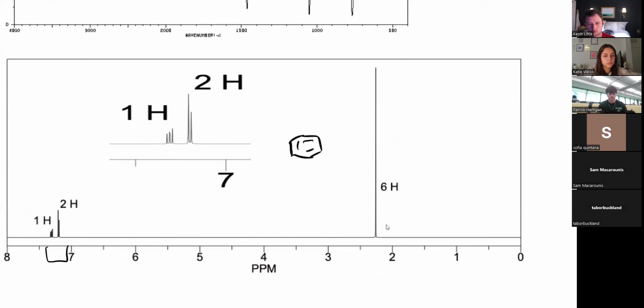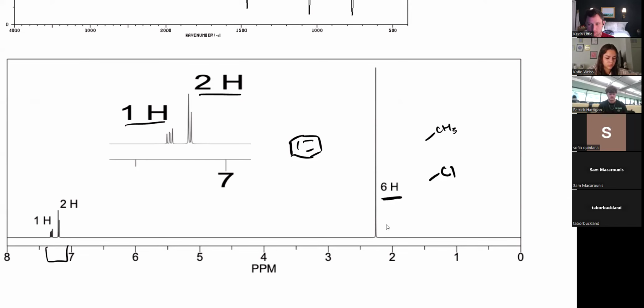There's really only so many ways you can do a tri-substituted benzene. But I have some symmetry because that's a 2 hydrogen peak versus a 1 hydrogen peak. I have 6 hydrogens here, which also tells me that I have symmetry. So these are probably 2 methyls, and they're symmetrical to each other. I also have a chlorine.